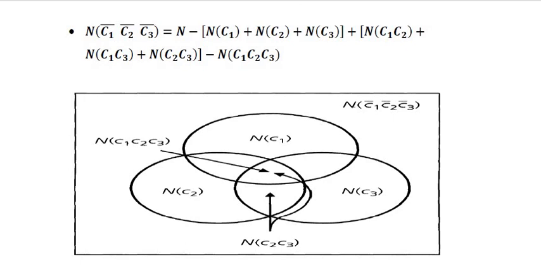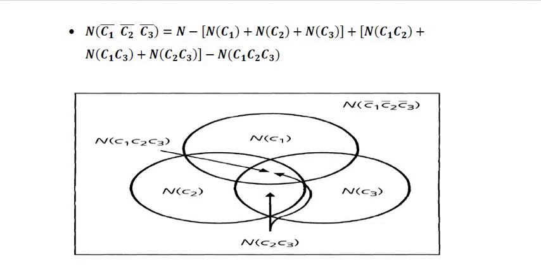So we have come across two results, that is n of C1 bar C2 bar and n of C1 bar C2 bar C3 bar. Having seen these results, now it's time to generalize these results and establish the principle of inclusion and exclusion. So I am again generalizing these results.